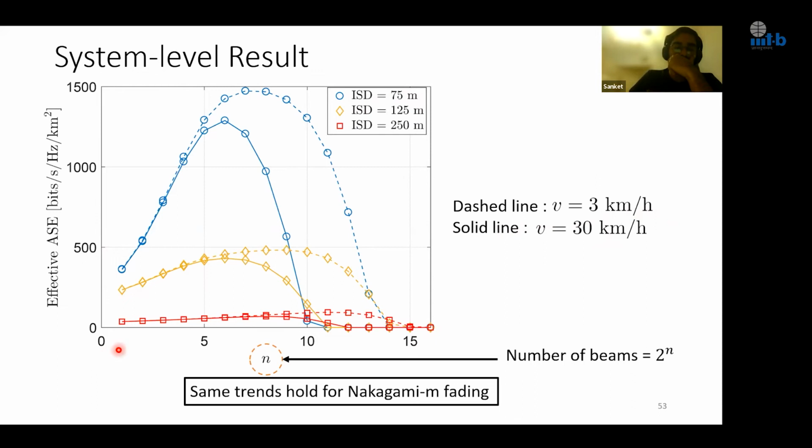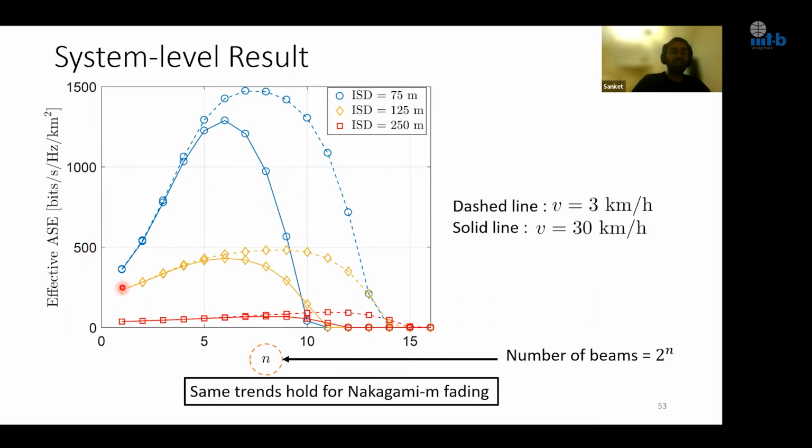Now what happens as the number of beams increases here, we see that initially the effective area spectral efficiency increases and then it starts decreasing. So there exists an optimal number of beams. Why do we see this trend? Initially, when the number of beams is smaller, the beamforming gain is smaller because the beams are larger. The energy is concentrated over a larger area, so the desired signal intensity is smaller. Also the interference will be larger.